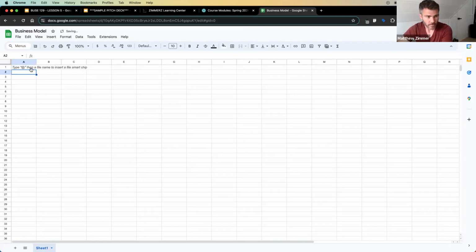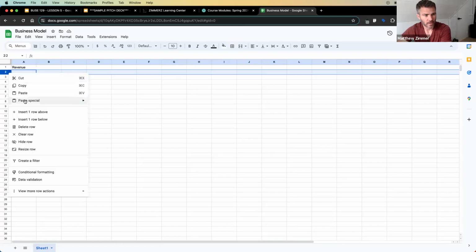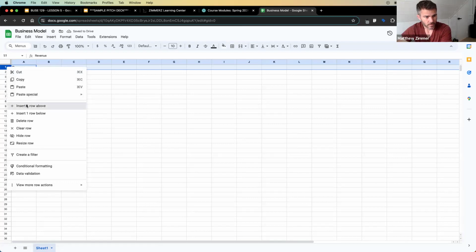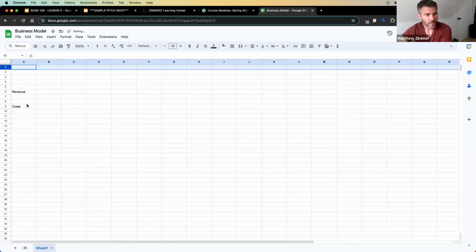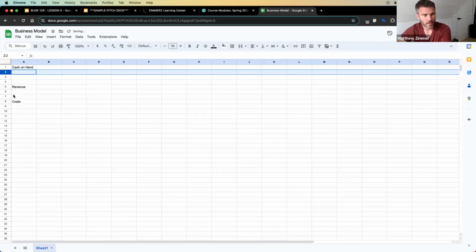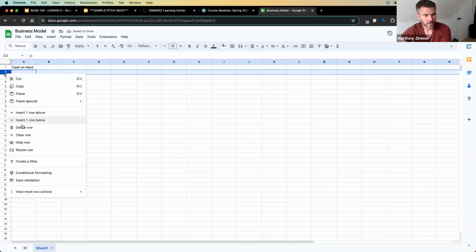So we know we're going to have our revenue, right? And we're going to have our costs. And then I brought up risk factors. For right now, we're going to negate those. Okay. And what we're going to have is we're going to have cash on hand. So cash on hand is like what we start with. So that's like cash in the bank.